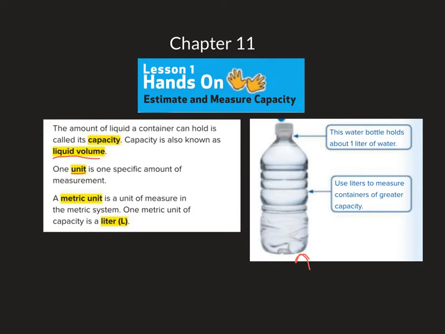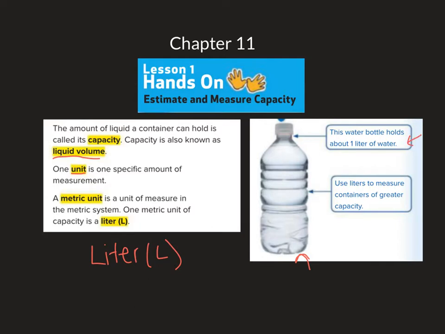A unit is one specific amount of measurement. So a metric unit is a unit of measure in the metric system. One metric unit of capacity is a liter. So liter is the unit. We use that capital L to abbreviate it. It's got to be capital. Okay, so this water bottle holds about 1 liter of water.